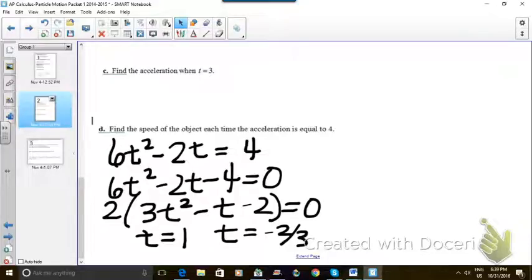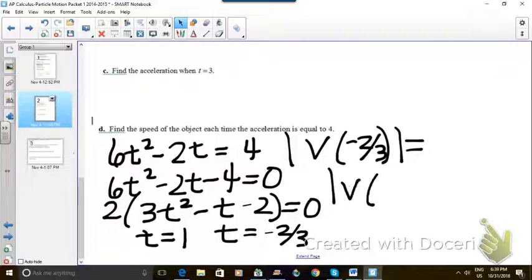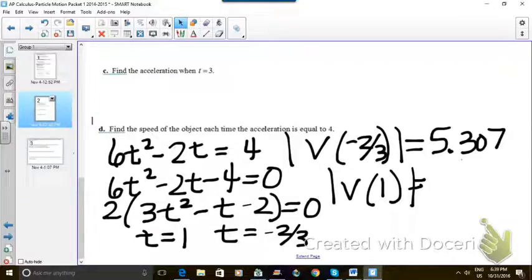We're going to then take that and put that into the original function for the velocity. So if we do that, we're going to have v of negative 2/3. We're finding the speed, so don't forget absolute value around that. And then absolute value v of 1. So we end up with 5.307 meters per second, and v of 1, absolute value is 3 meters per second.